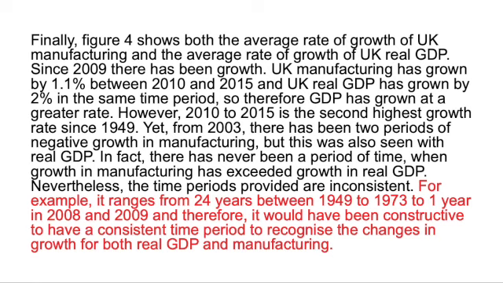So for example, it ranges from 24 years between 1949 and 1973 to 1 year in 2008 and 2009. And therefore it would have been constructive to have a consistent time period to recognise the changes in growth of both real GDP and manufacturing. So that's one of my limitations. Now remember, there's the conclusion test. The examiner will straight away have a look to see if there is an overall judgment, because that'll help them to decide if it's level 3 or level 2 or maybe even level 1.